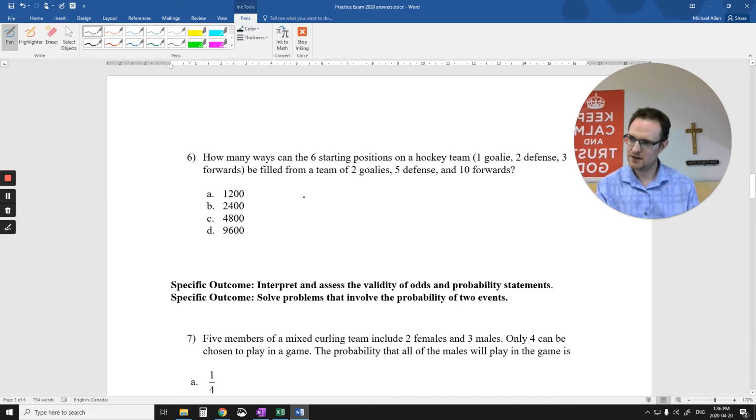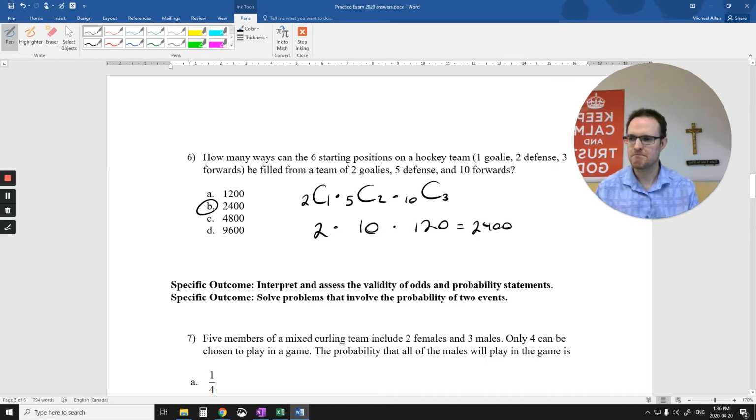So you just go through and say, okay, I have 2 goalies. I had to choose one of them for my team. Then I have 5 defensemen, I got to choose 2 of them. And then I have 10 forwards, and I got to choose 3 of them. All right, so that would make my team of 6. Got 1, 2, and 3. So that makes up 6 altogether. So you just punch these in your calculator, and you get 2, 10, and 120. You multiply them all together, and you get 2,400.